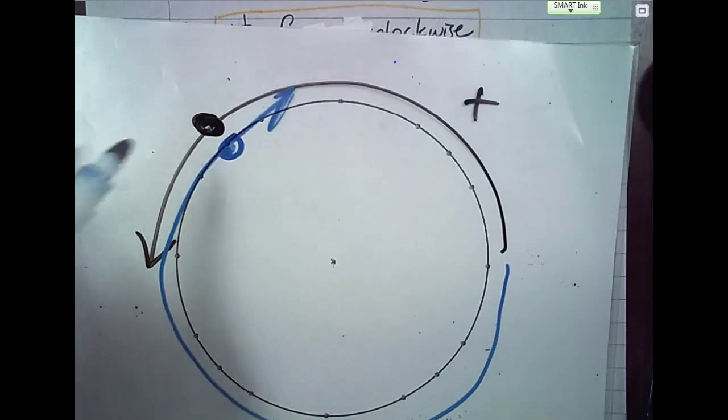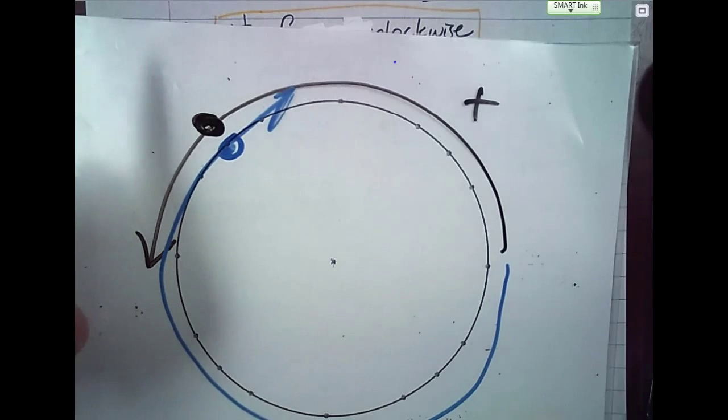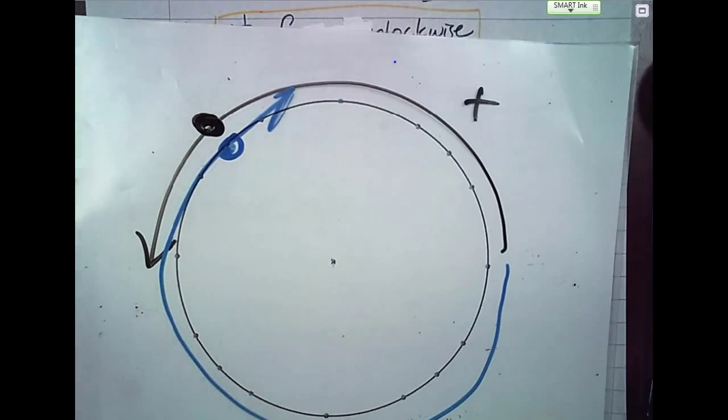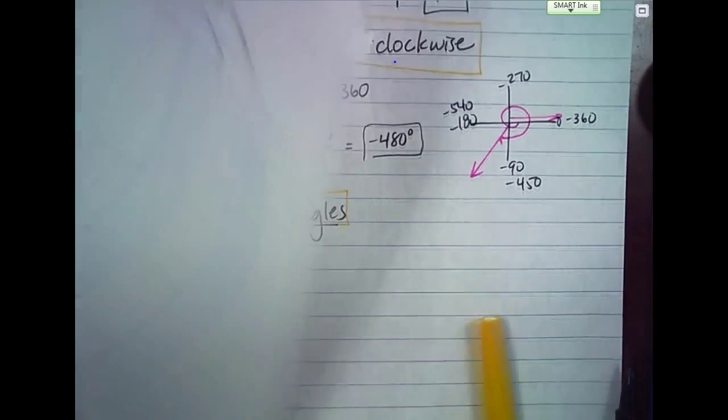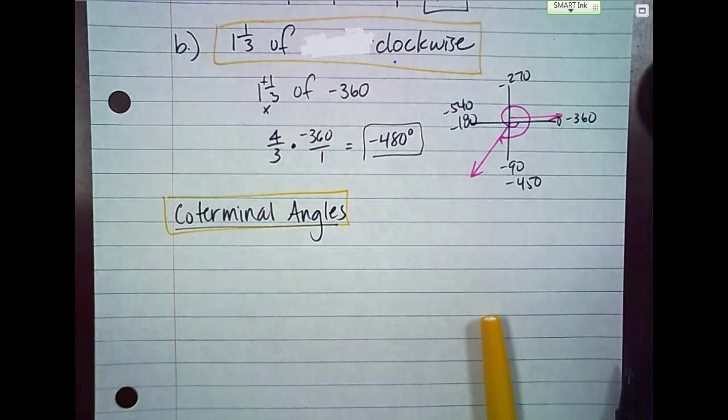Okay, this is still bus stop 5. It's the same location, but I could call it bus stop 5. I could call it Lakeview Lane. I could call it the house that Billy lives at. Right? It's the same stop. That's kind of what coterminal angles are. They're naming the same bus stop, with different names.